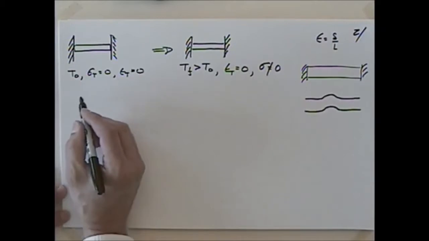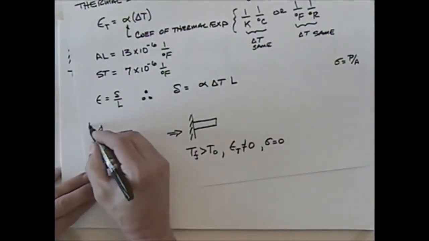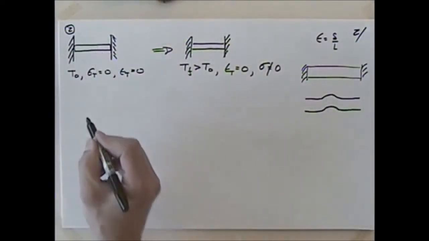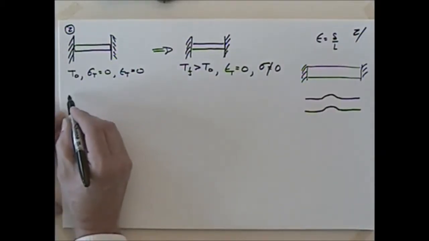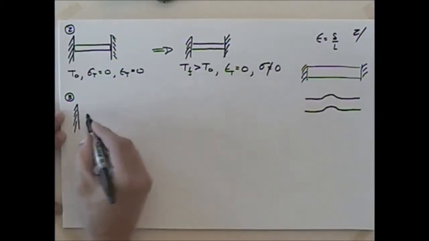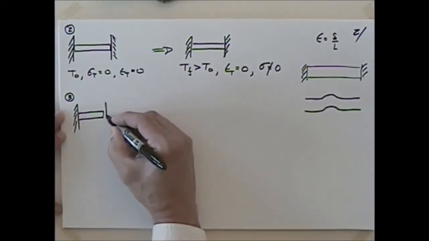Well, another case might be if we combine these two. The first case here was where it was completely free. The second one here is where it just fit in, is constrained. And then the third case is a little of both. So we take this piece and we put it in here and we leave a small gap, but not very big.